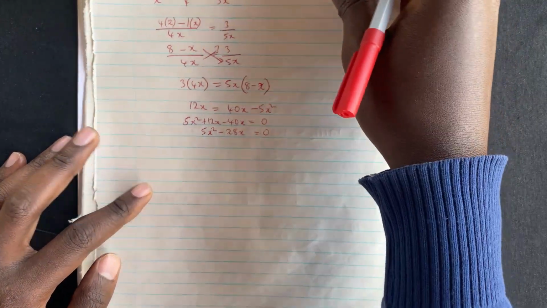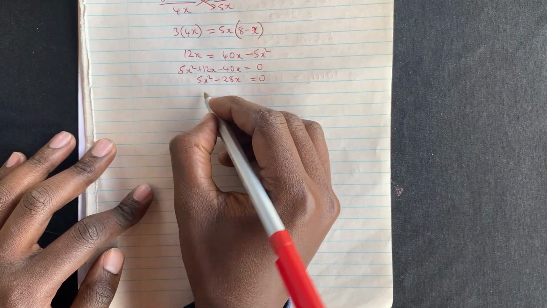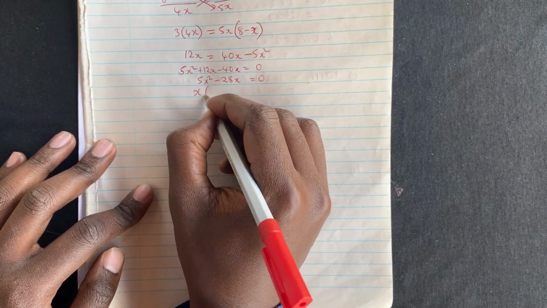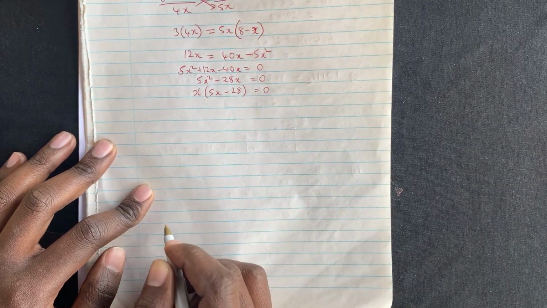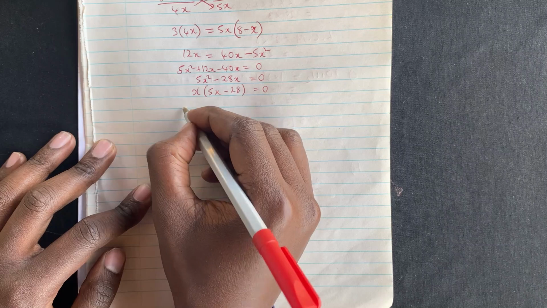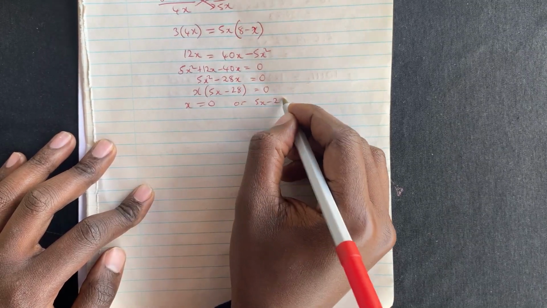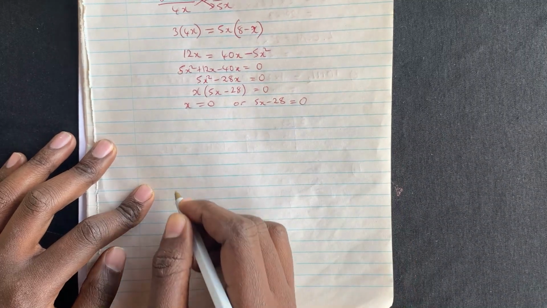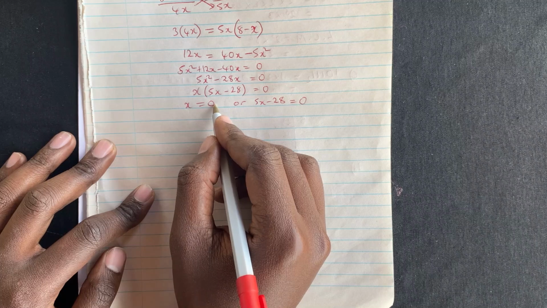And then here we factorize the highest common factor between these two terms. So the highest common factor here is x. It's going to be x(5x minus 28) is equal to 0. And then here we're going to say x is equal to 0, or 5x minus 28 is equal to 0. And then here we have already gotten the solution.